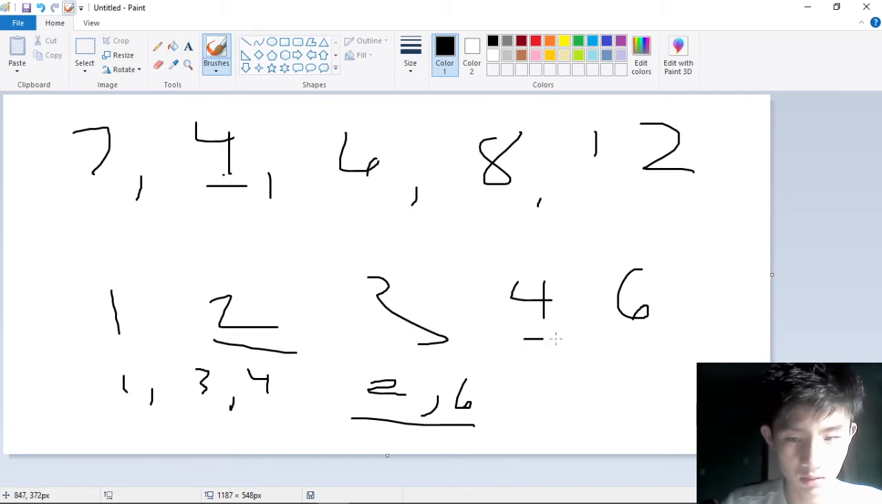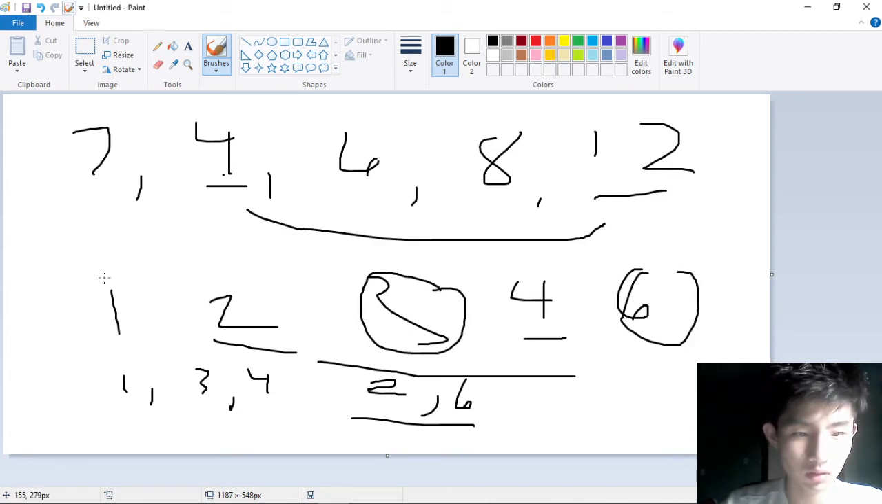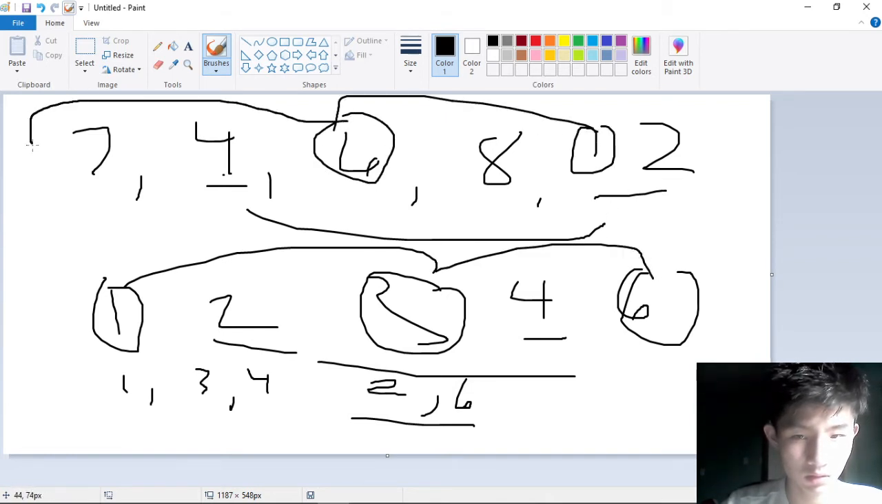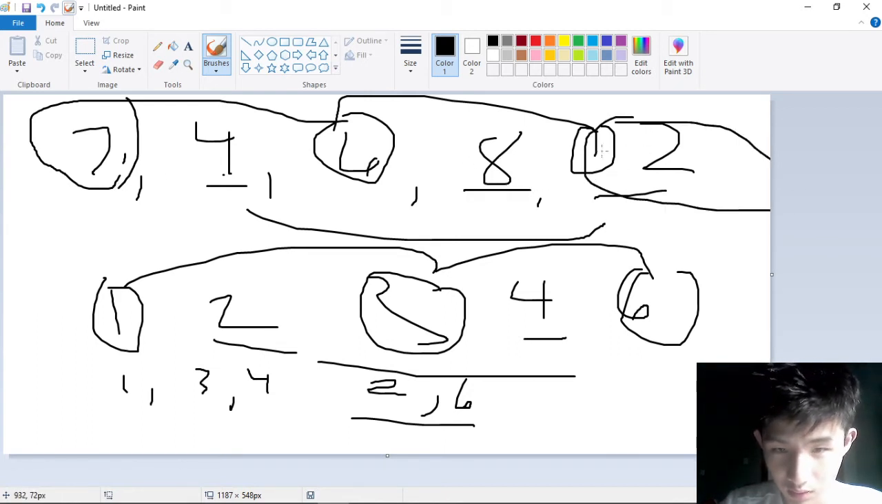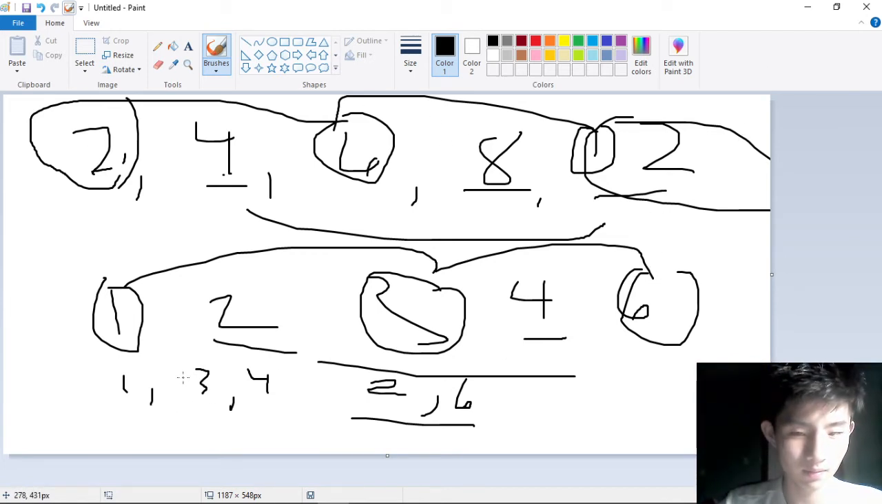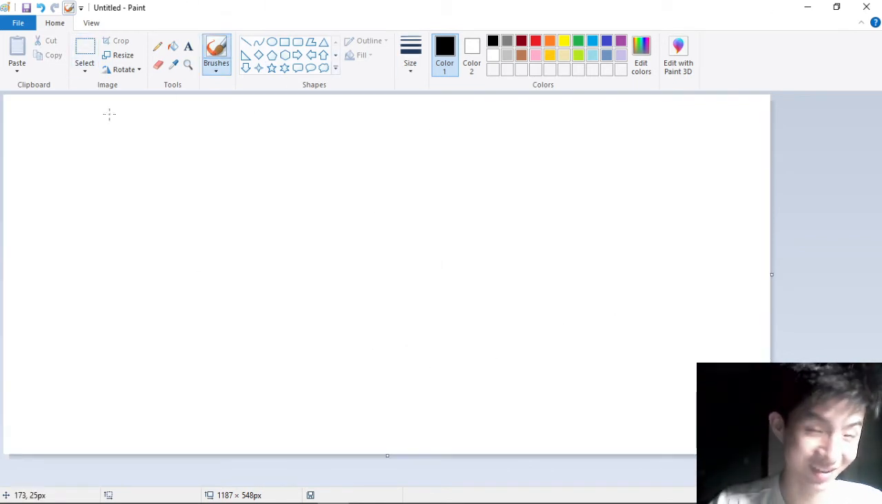This goes with this, and these go together. Oh wait, the 12 goes with that. I messed up. So 2, 6, and 12 is the same indexes as 6, 3, and 1. Or wait, not. I tripped up. Okay, my bad, guys. I'm so bad at programming. Okay, let's try this again.